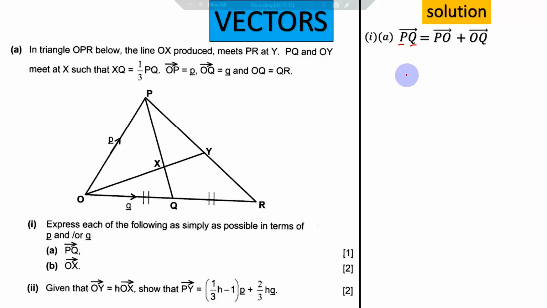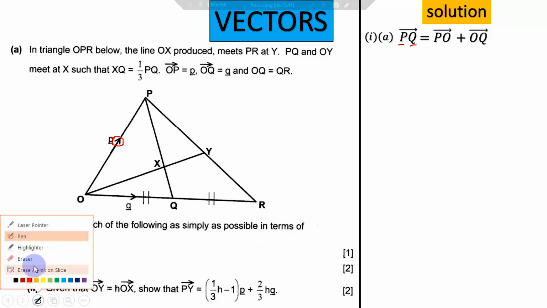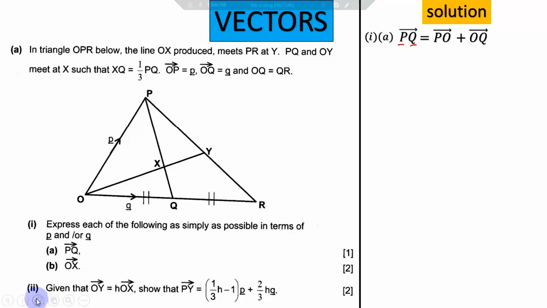What is the value for PO? PO, you're going against the arrow. So on the P, you're going to introduce a negative, so negative P. Then OQ, you are going in the same direction as the arrow, so no need for putting a negative. So that's a positive. Then interchange, and we have Q minus P as our PQ. All right, let us go for B.